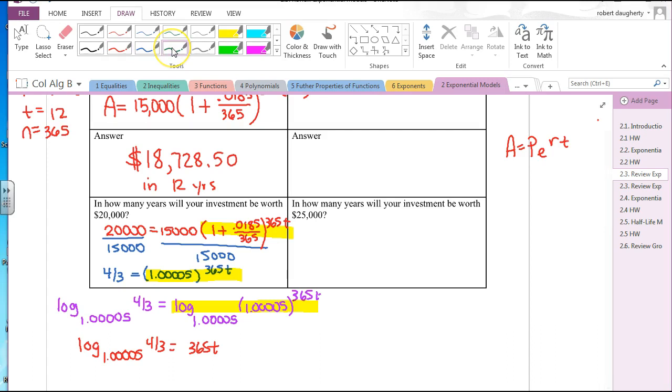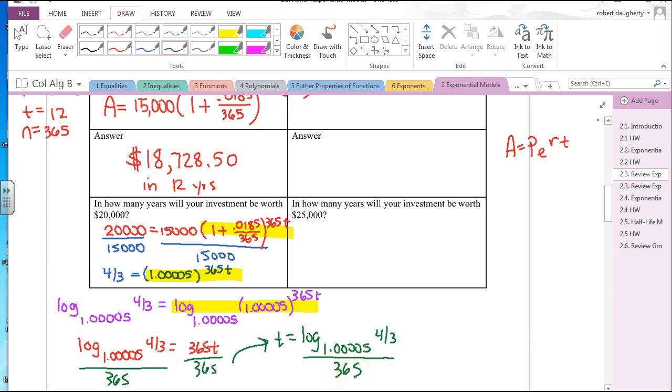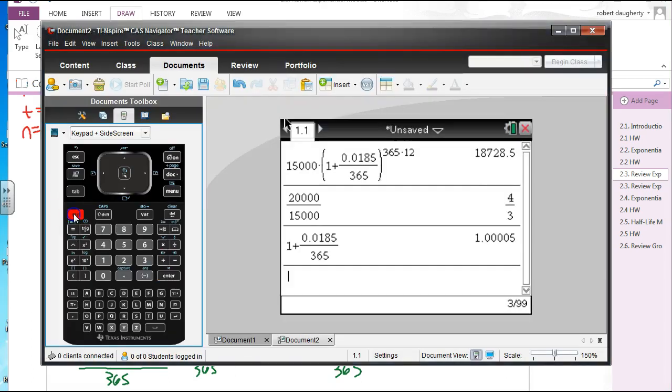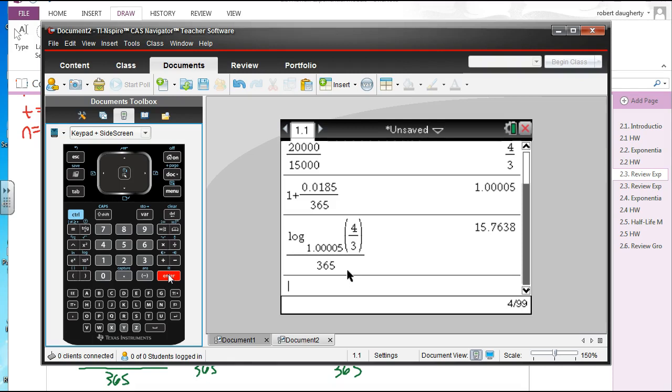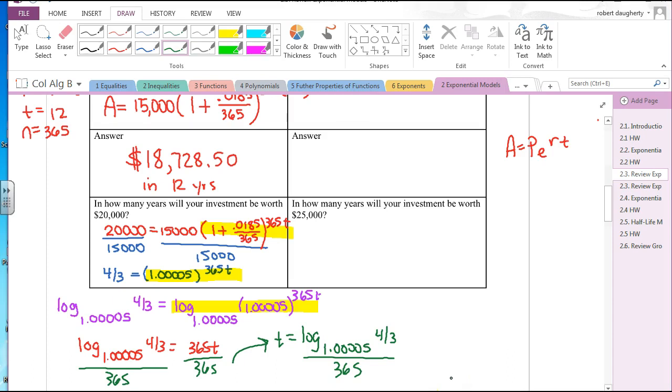Now I need to divide everything by what? That is 365. So my final answer is t is equal to the log base 1.00005 of 4/3 divided by 365. And I will use my calculator to figure that out. So that is the log base 1.00005 of 4/3, and then all of that is divided by 365, and the answer is 15.76. So it tells me it's 15.76 years. That's how long it would take this initial investment of 15,000 to grow to 20,000 at this interest rate.